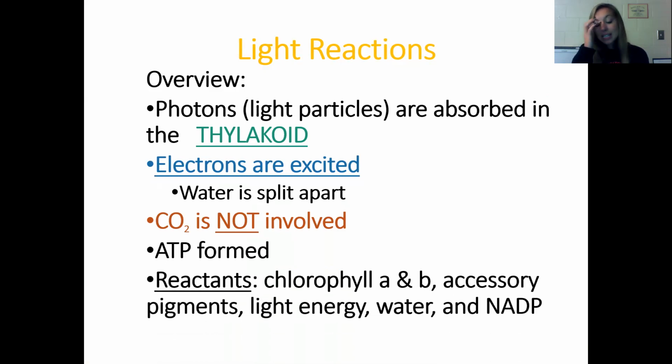All right, so reactants are going to be the chlorophyll A and B. Reactants go on the left side, right? So things that we're putting in: chlorophyll A and B, accessory pigments, light energy, water, and that NADP, that enzyme that's acting as our taxi cab. So ATP is formed during the light reactions.